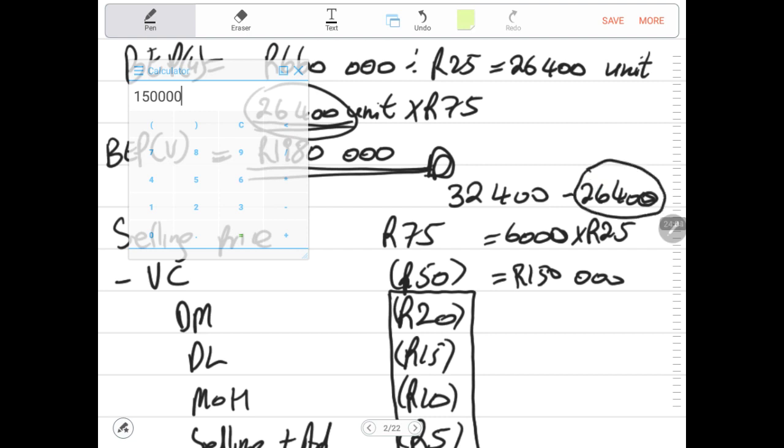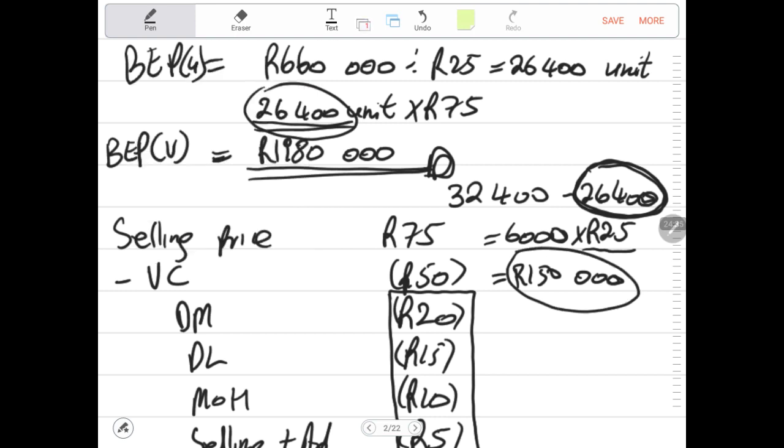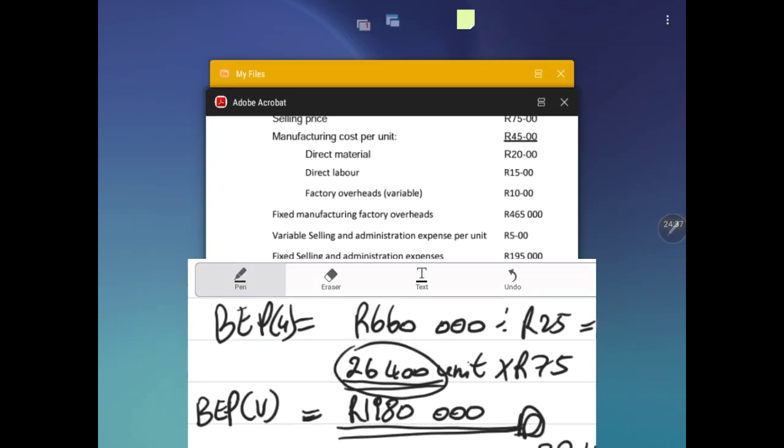Meaning, when the company managed to manufacture the 26,400 units, that means the fixed costs were already covered by the contribution per unit. That is why now I'm taking only the 25 rand, because the fixed costs are already covered. So whatever the owner is making after this 26,400 units will be contributing to the profit that he expects to get out of this business. Now, let me hold my horses there and not explain too much sometimes.